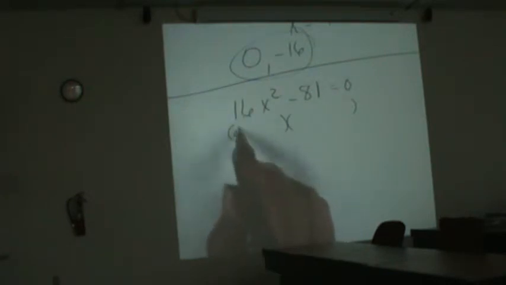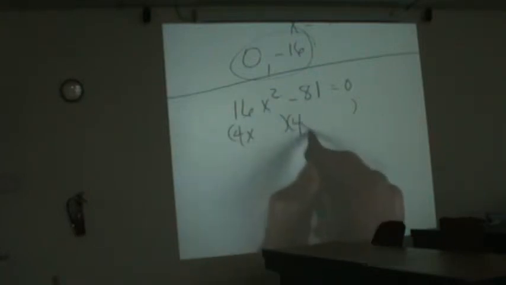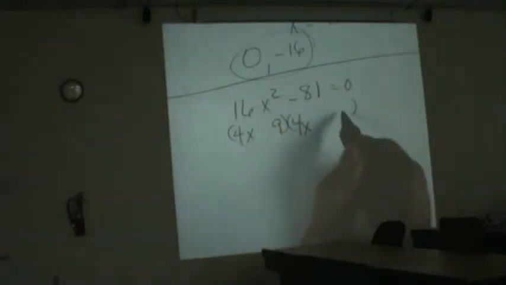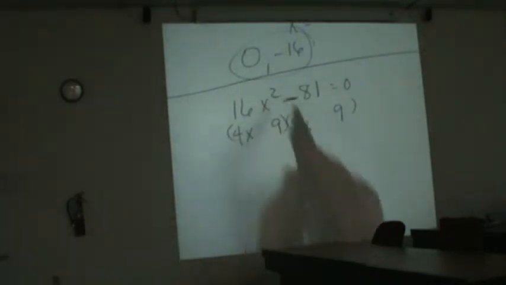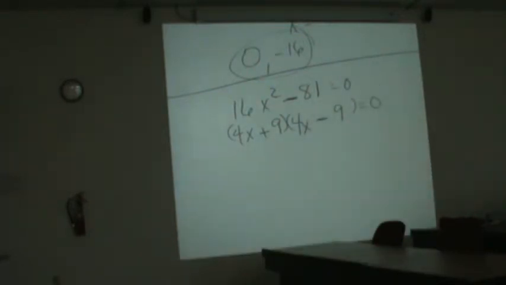That's where you have the plus and minus of the same thing. 16 is 4 times 4, and you need the x because you have x squared also. So you have 4x times 4x. 81 is 9 times 9. The 9's go there. And remember, the difference in squares, you have a plus and a minus. It doesn't matter which order they're in. Okay?